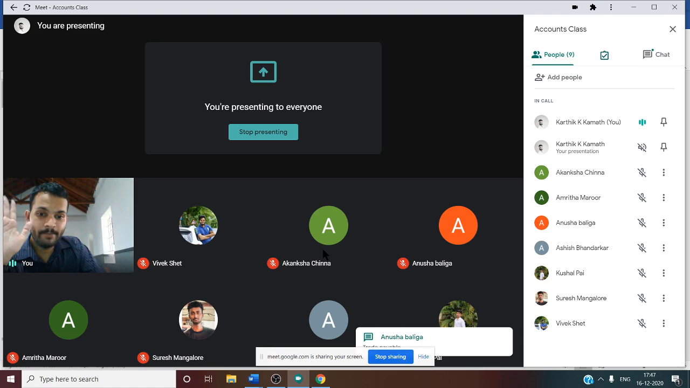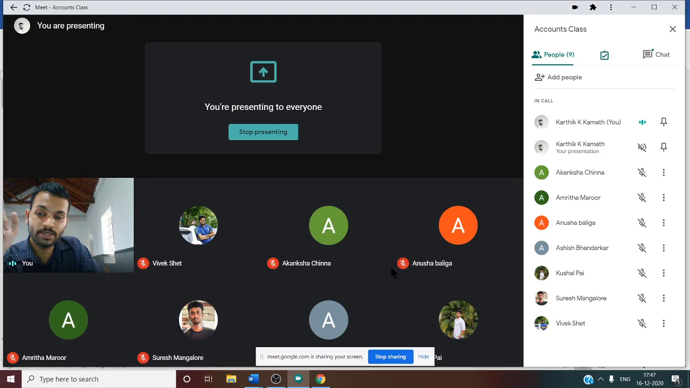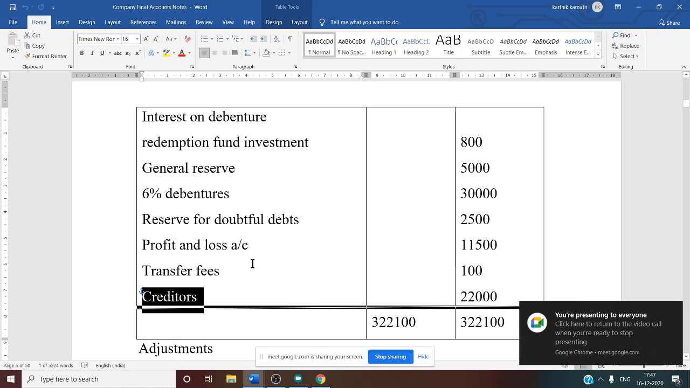Trade payable. Yes, correct answer. So Anusha is saying trade payable, and trade payable is a correct answer. That is working note number 8. There you have to show this creditor information, and you have to see whether there is any adjustment for creditor. If there is an adjustment for creditor, that also we have to consider.